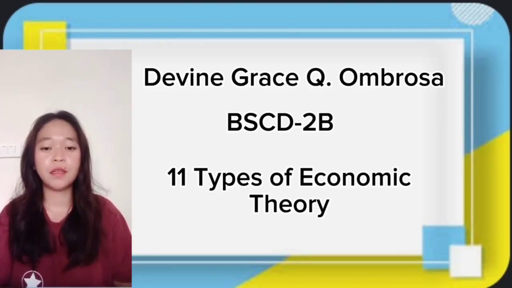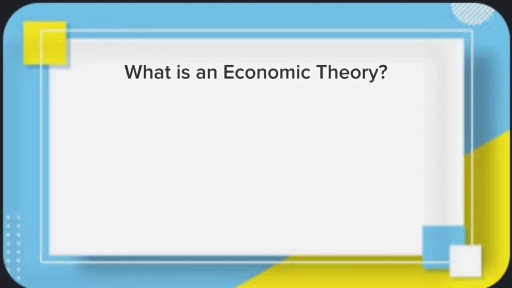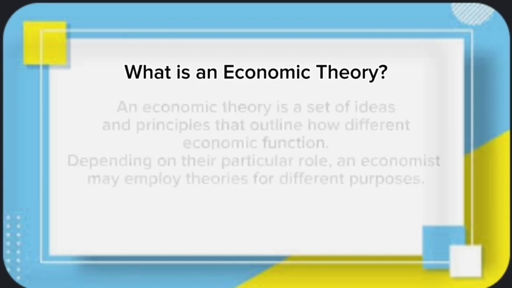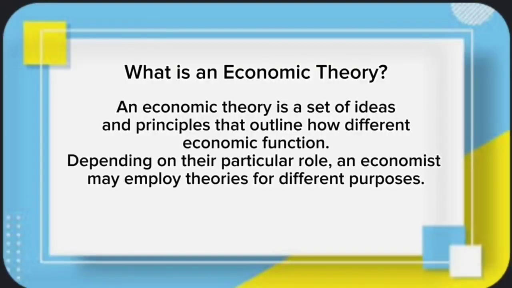From BSCD2B. So our topic is all about the 11 types of economic theory. What is an economic theory? An economic theory is a set of ideas and principles that outline how different economics function depending on their particular role. An economist may employ theories for different purposes.